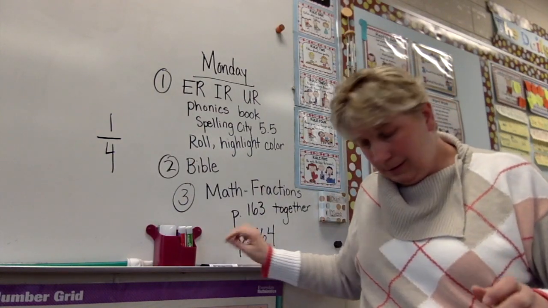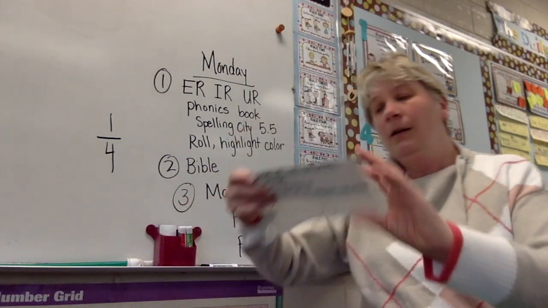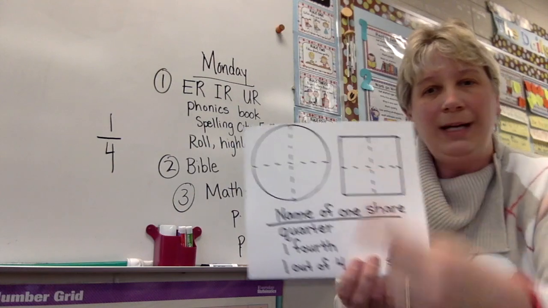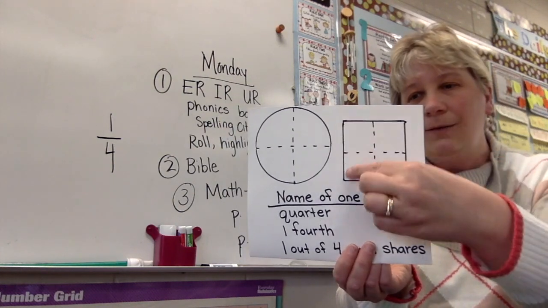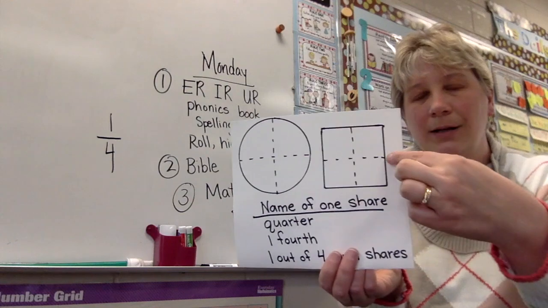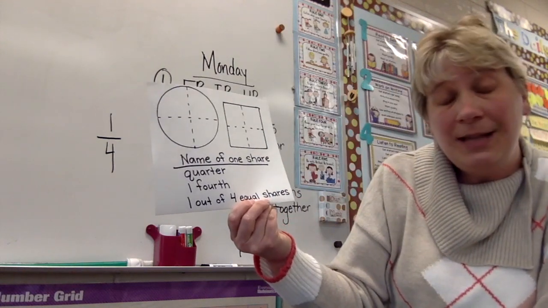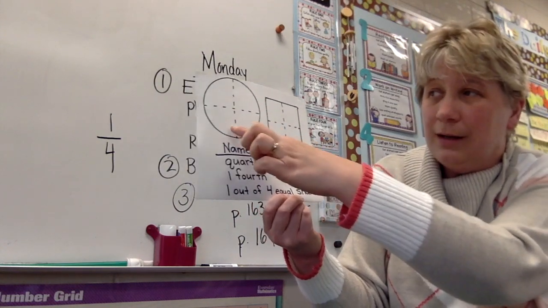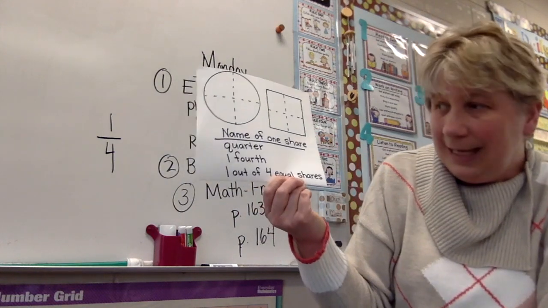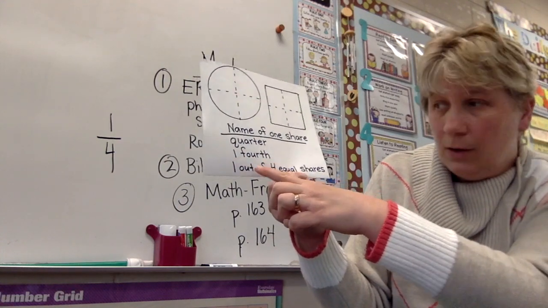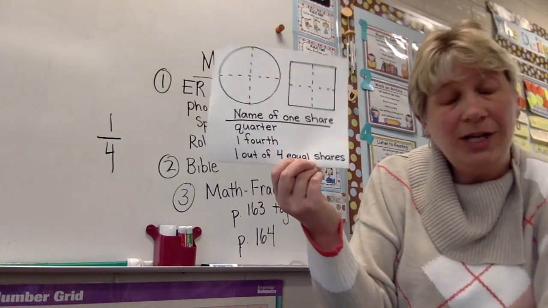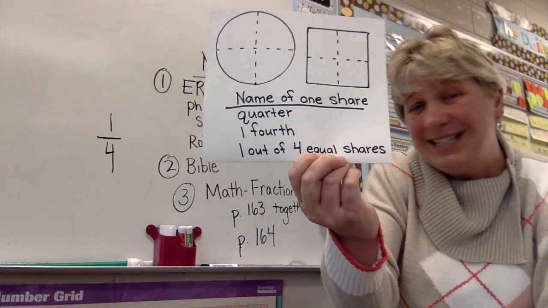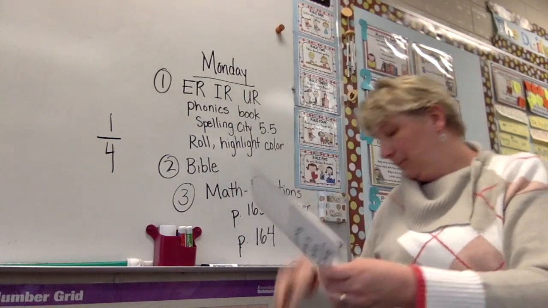Another way to say it, here I have a picture of my pancake divided into 4 equal parts and a cracker divided into 4 equal parts. And one of the names that they have for 1/4 is a quarter. So it's just 1/4 of that whole pancake. 1/4, or 1 out of 4 equal shares, or 1 out of 4 parts. So those are other ways to say 1/4.